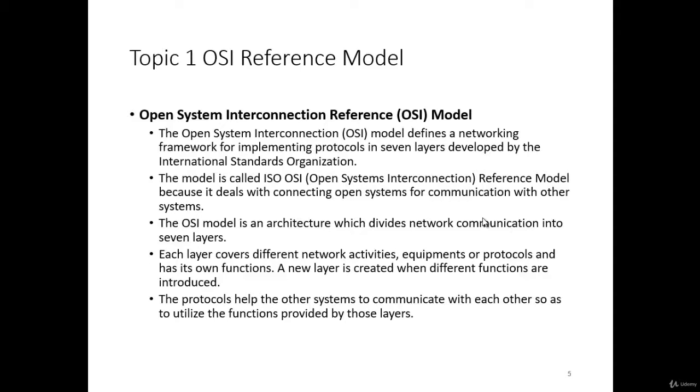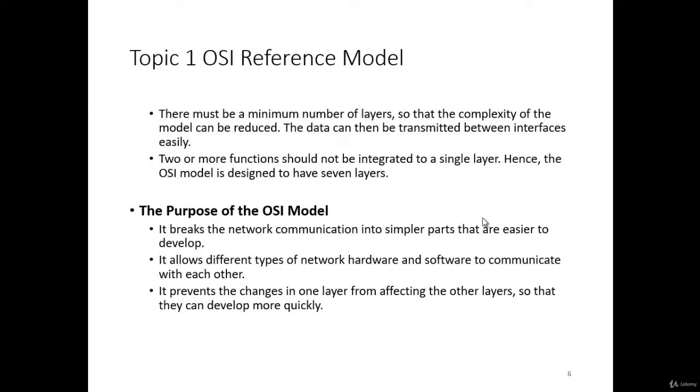The protocols help the other systems to communicate with each other so as to utilize the functions provided by those layers. There must be a minimum number of layers so that the complexity of the model can be reduced. The data can then be transmitted between interfaces easily. Two or more functions should not be integrated into a single layer. Hence, the OSI model is designed to have 7 layers.